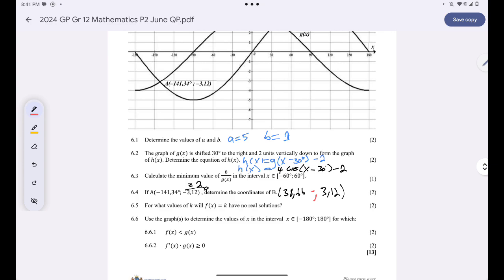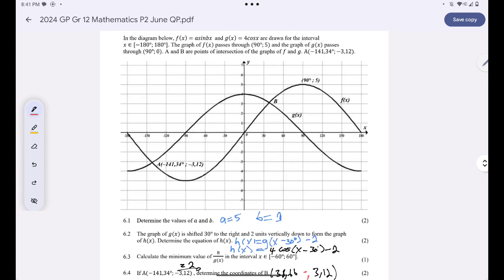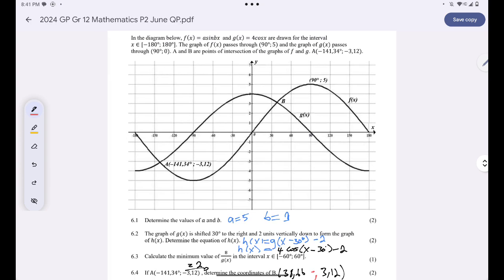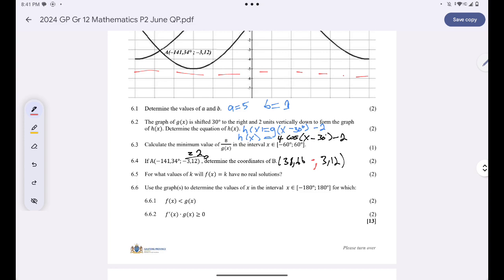For what values of k will f of x have no real solution? K just represents a horizontal line, guys. If k is above the maximum value, or if k is below the minimum value, we can see that the horizontal lines do not touch or cut the graph. So k has to be less than negative 5, or k must be greater than 5.